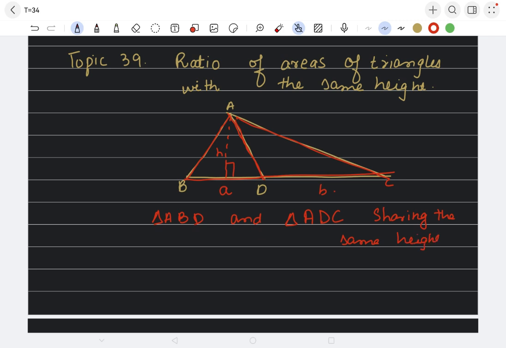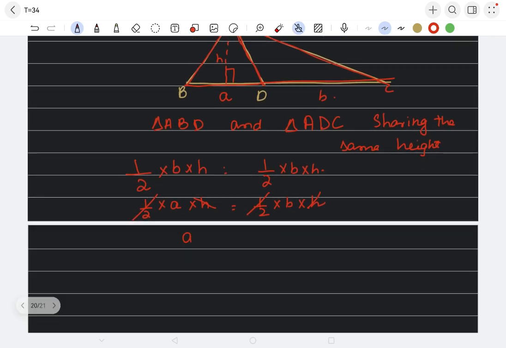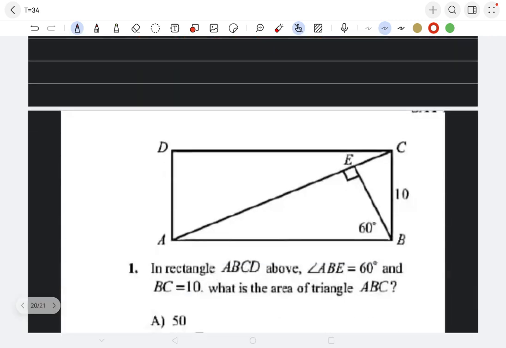If we take the area of triangle ABD, that's going to be 1 over 2 into base into height. And if I take the area of triangle ADC, that's again 1 over 2 into base into height. Now what is my base here? That's a. And what is my base here? That's b. Now you can cancel out 1 by 2 with 1 by 2, because the constant is same, and they are sharing the same height. You can even cancel out h with h. And what are you left with? a ratio b. So this is how you can take the ratios.